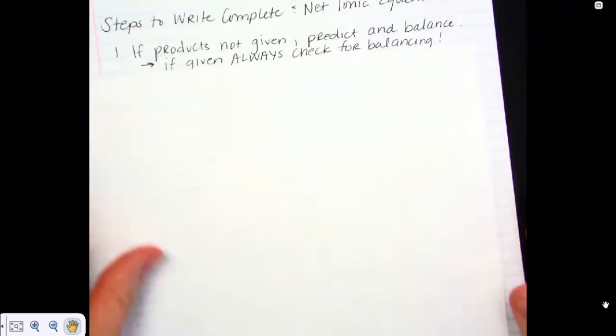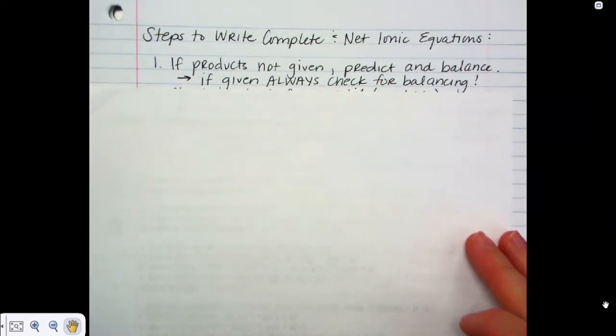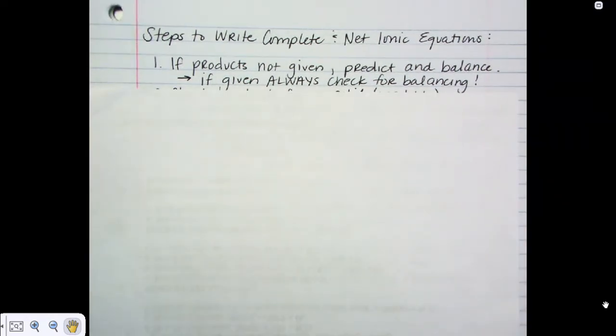All right, so let's go through some steps. Steps to write a complete net ionic equation. First, if the products are not given, predict the products and balance. Sometimes they're given, sometimes they're not.